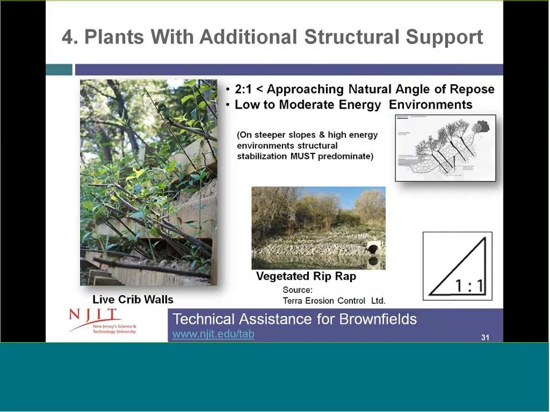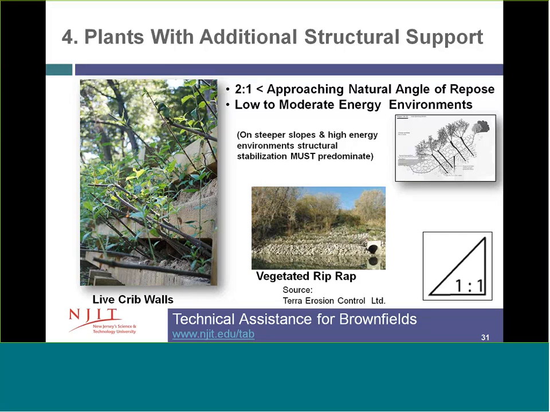The fourth condition would be when you go through that vegetative treatment potential rating sheet, you find that there's very low potential for stabilization with vegetation alone. This is the condition when you have to incorporate structural support. On slopes that are steeper than 2 to 1, more like a 1 to 1 situation, or higher energy environments.